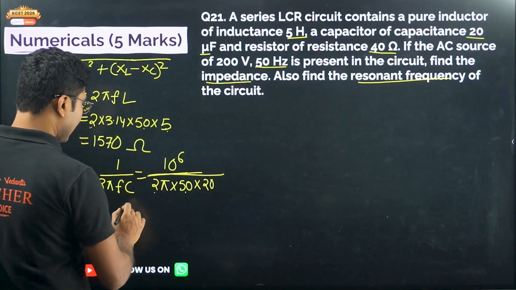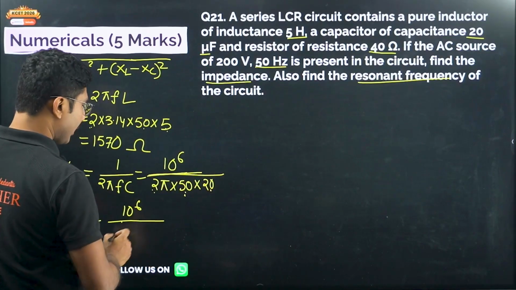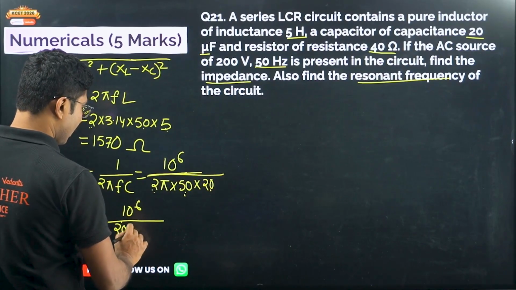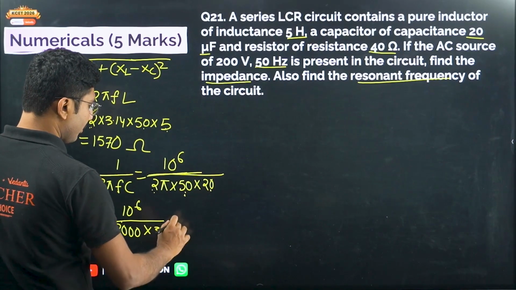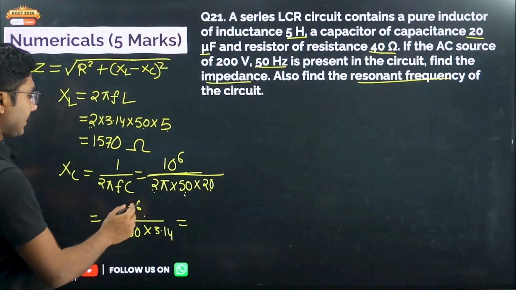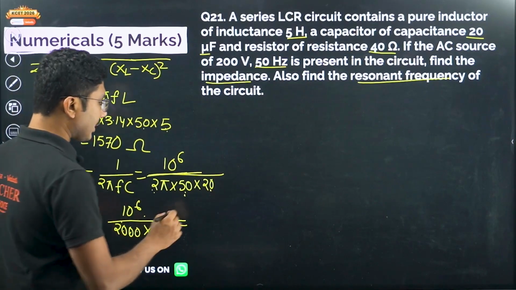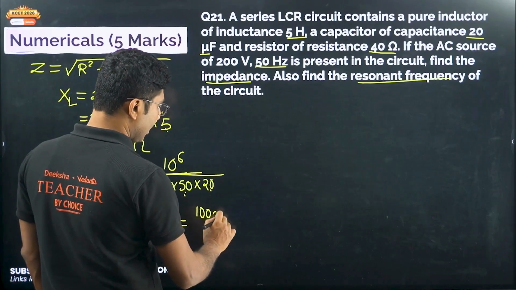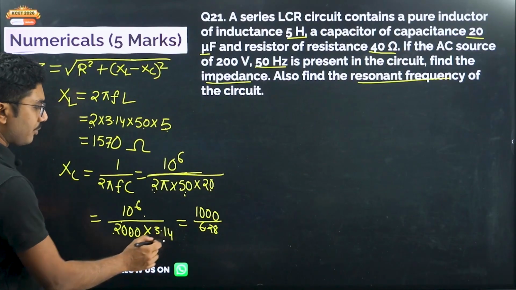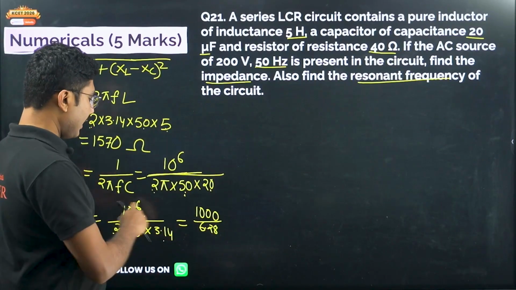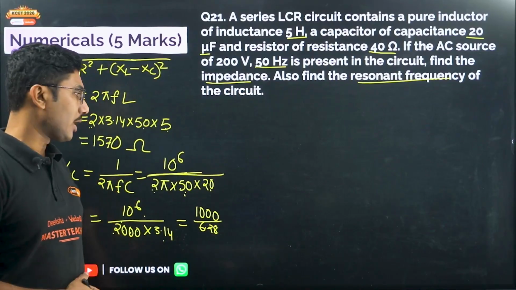So what we got: 10 to the power of 6 divided by 2 into 50, 100, 100 into 20 is 2000, into 3.14. Okay, so what is 10 to the power of 6 divided by 2000? 3 zeros we can cancel. So we get 1000 divided by 6.28. Okay, so 2 into 3.14 is 6.28, and 3 zeros cancelled. So we had 10 to the power of 3, which means 1000.